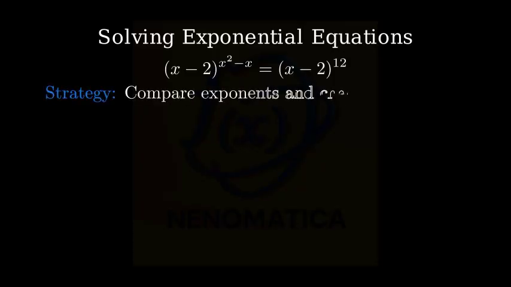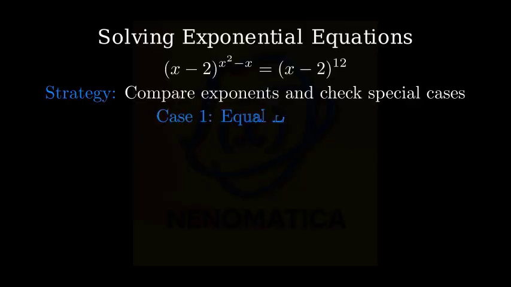To solve this exponential equation, we'll use the principle that when the bases are equal, the exponents must also be equal. However, we need to consider special cases as well. Let's explore both approaches. Let's start with case 1, where we set the exponents equal to each other. If the base x minus 2 is not 0, 1, or -1, then we can set the exponents equal.